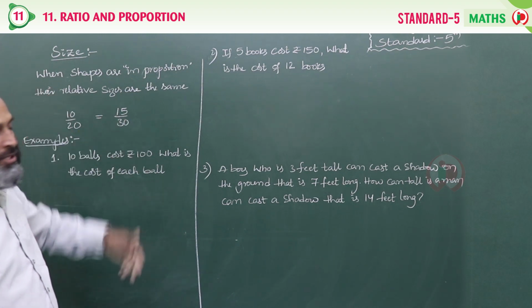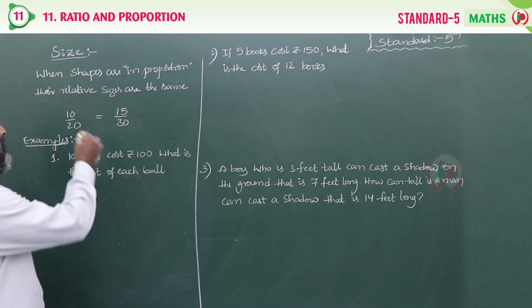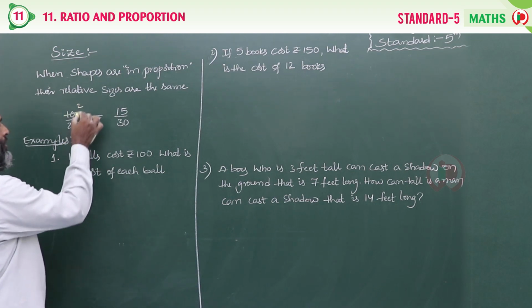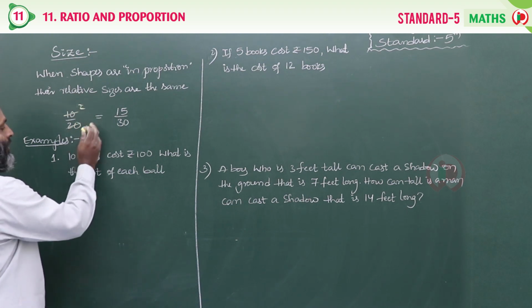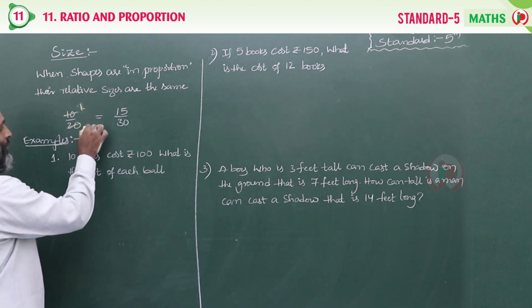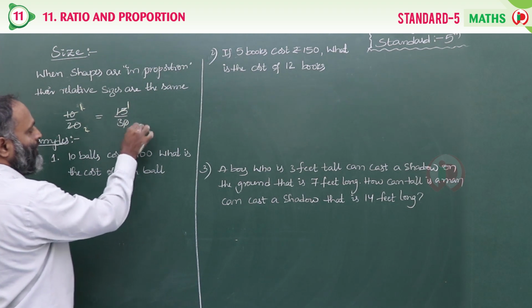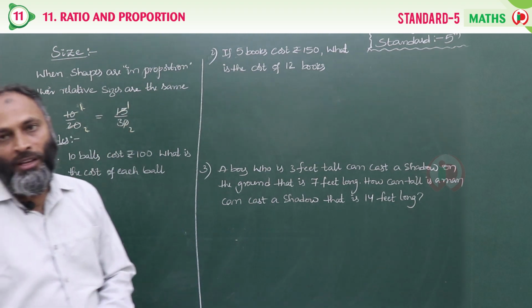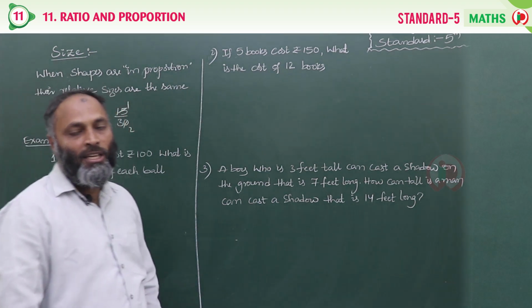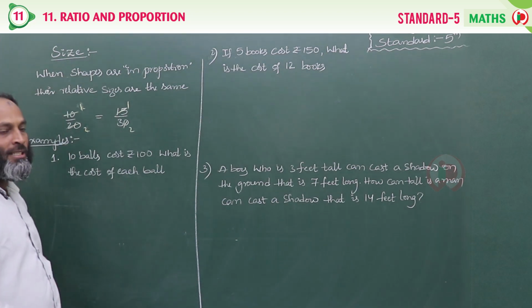So then they are in proportion. How are they in proportion? If you cancel using the 2 table, 10 1s are 10, 10 2s are 20, so it is 1/2. 15 1s are 15, 15 2s are 30, so it is also 1/2. They are in 1/2 and 1/2. So that means they are in proportion. Relative sizes are the same.